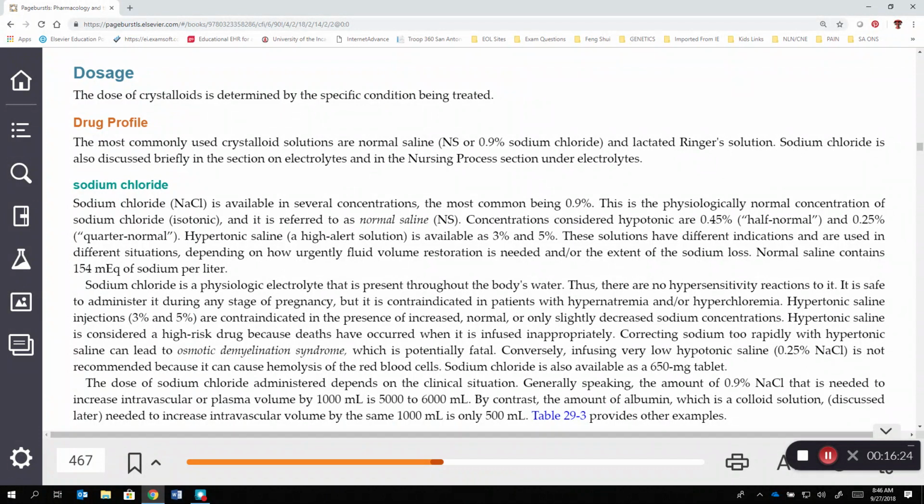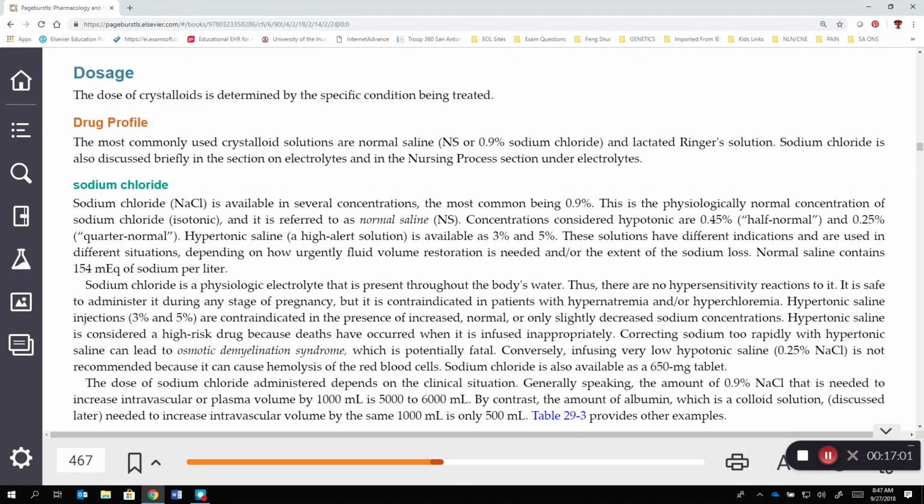Now, how we dose crystalloids is in mLs, milliliters per hour, or it may be ordered as a volume of a liter over 8 hours, in which you have to do the math and figure out, I have a liter of fluid, how many mLs per hour do I have to run the fluid at in order to achieve getting this whole liter in 8 hours. So they're usually ordered along those lines. The most common crystalloid solutions that you will encounter are normal saline and lactated Ringer's solution.